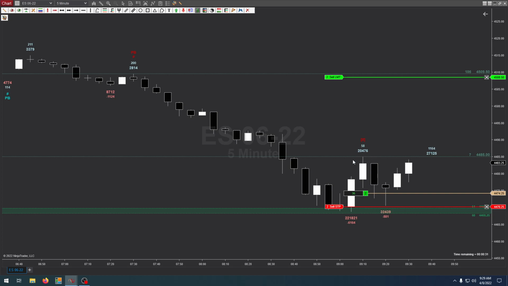Can we get up here? We need to get above this level here. We have half a minute to go in this candle. Half a minute to go. Five seconds to go. Okay, we did not close above it. Positive volume delta here.